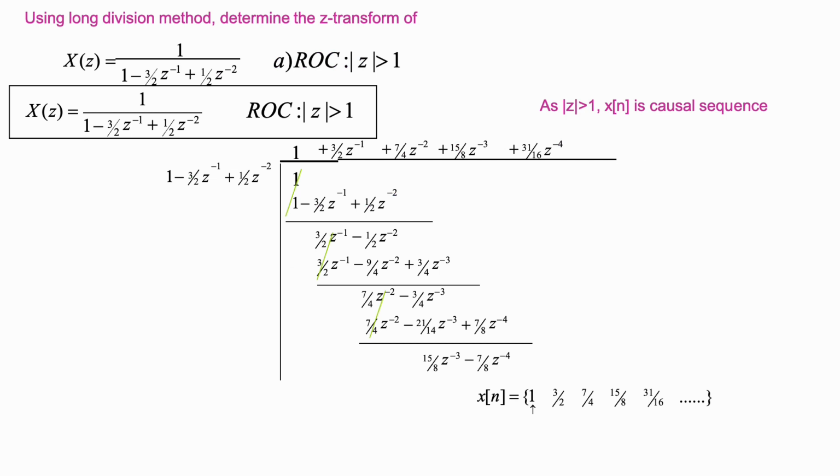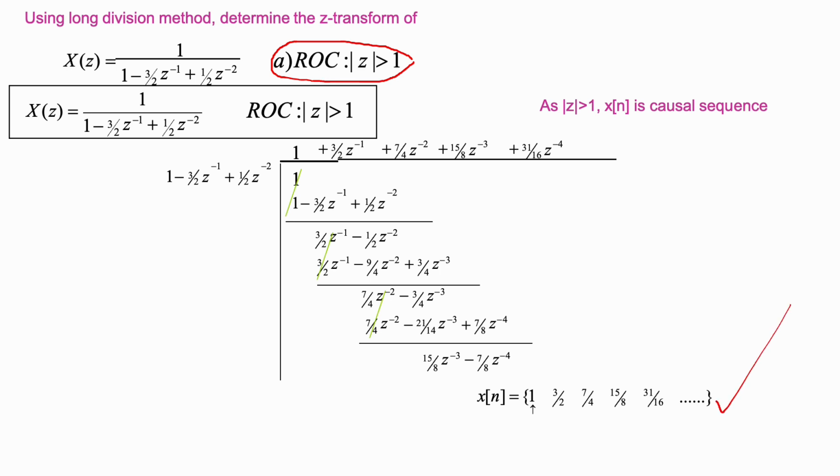Now see another example. Here the ROC is greater than 1. This is a causal sequence. So the main thing is the ROC. If ROC is greater than 1, it's a causal sequence. In this, the same method: the series you write as it is and do the long division. After performing the long division, you write down the final answer. From each and every constant you write, you will get the final value.